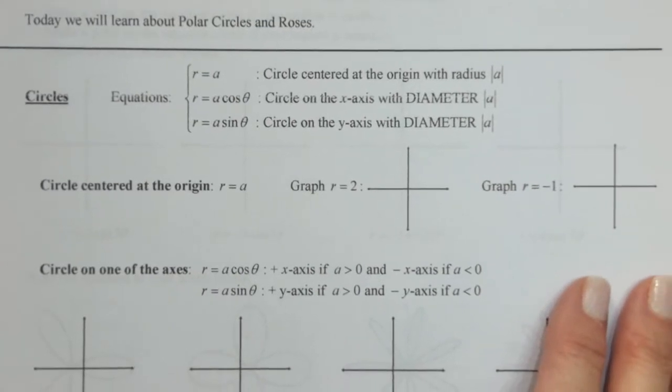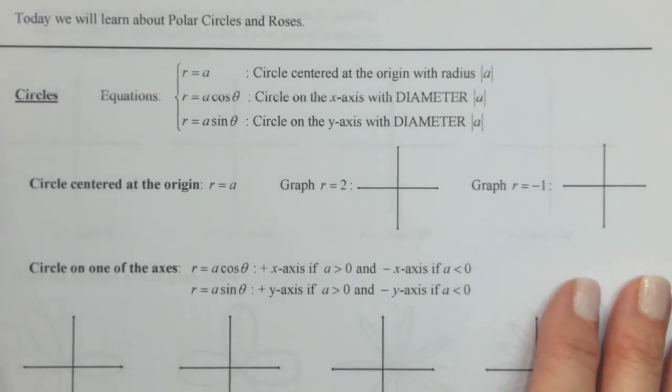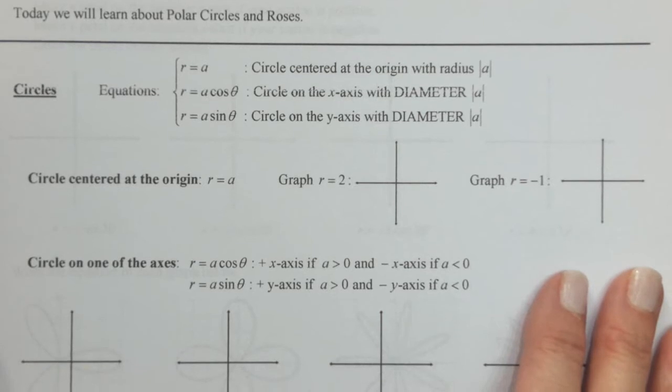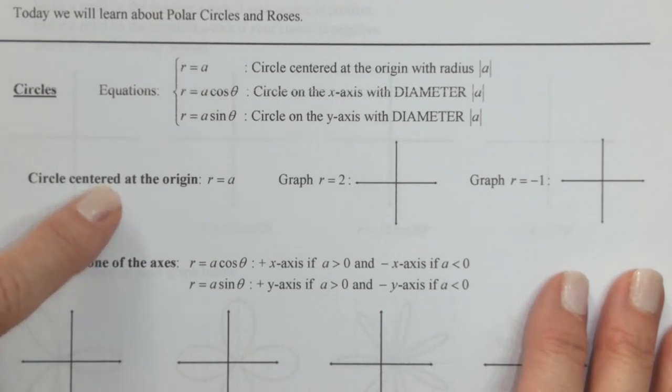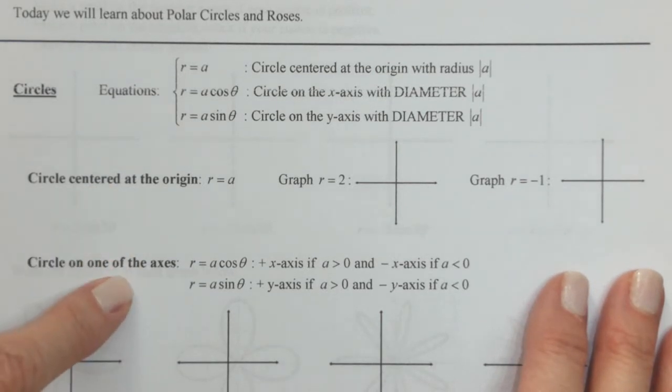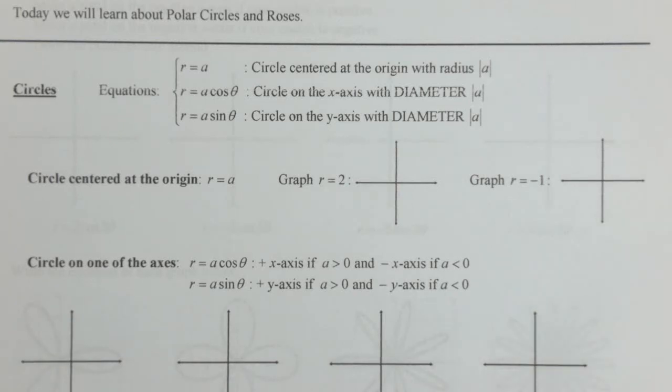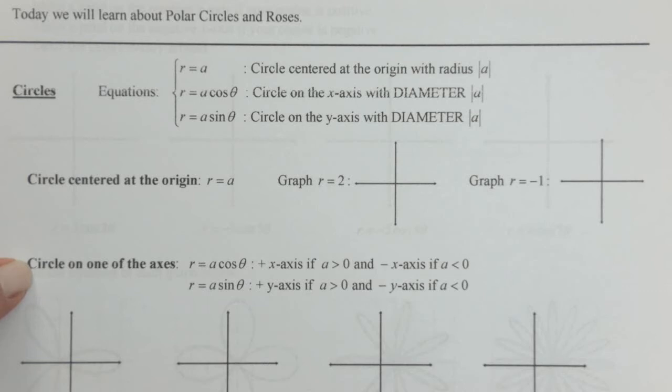Alrighty, let's first talk about circles. There are two types of circles: circles centered at the origin and circles centered on one of the axes. These are the circles that we're going to deal with. Of course, there are lots of other circles, but the ones we're going to talk about in this class are circles centered at the origin and circles centered on one of the axes. More precisely, circles centered on one of the axes, but the circle is still going to go through the origin.